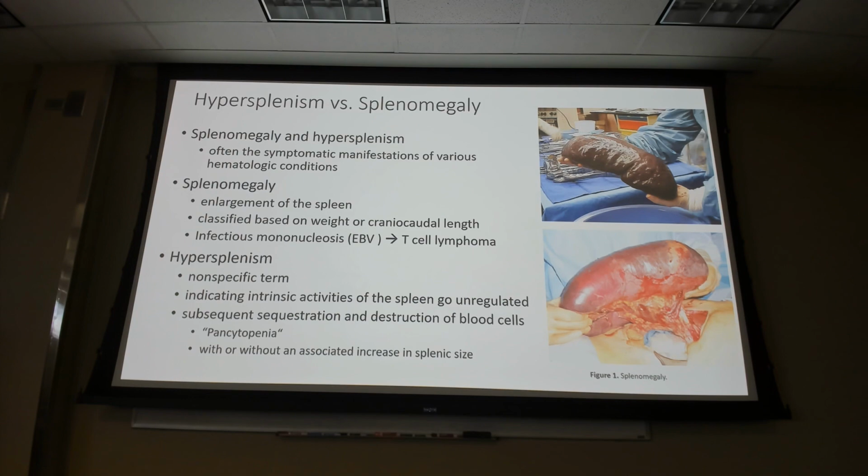So if we have any issues here, we can have sequestration and destruction, and you'll typically see a pancytopenia on your lab testing. So it's always important to get labs on anybody that you suspect splenomegaly. Typically, I find splenomegaly incidentally on a CT scan a lot of times for patients.